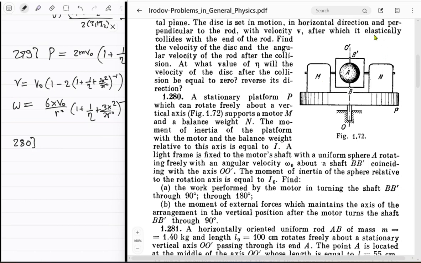Relative to which axis? This axis? Oh, my mouse is still not working. Just wait a second.